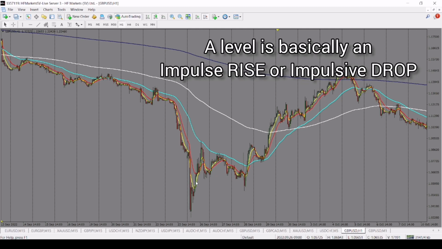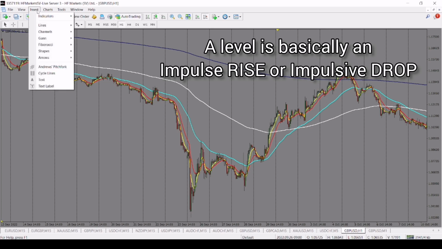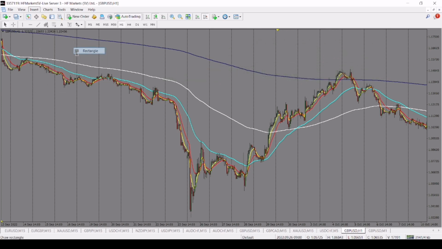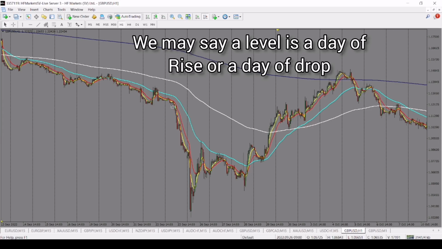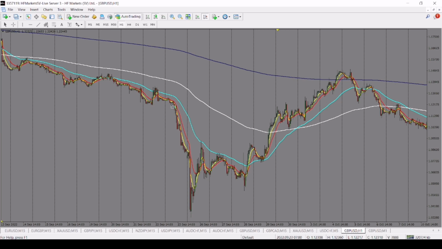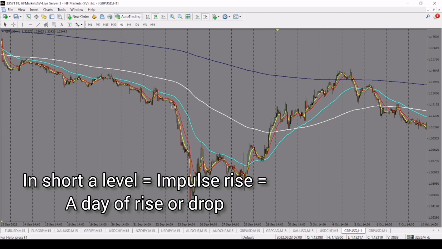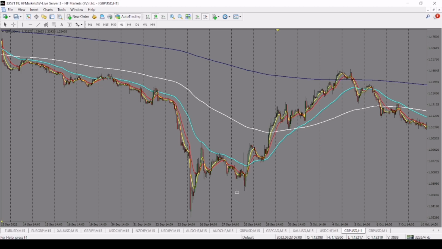So a level is basically an impulsive rise or an impulsive drop. If we are on the H1 time frame, we may say a level is a day of rise or a day of drop. But what is very important is to see an impulse rise. So in short, a level equals an impulse rise equals a day of rise or drop. In this case, we had a level to the upside and another level to the upside, which was a day of rise and a day of consolidation, and then the last impulse to the upside.